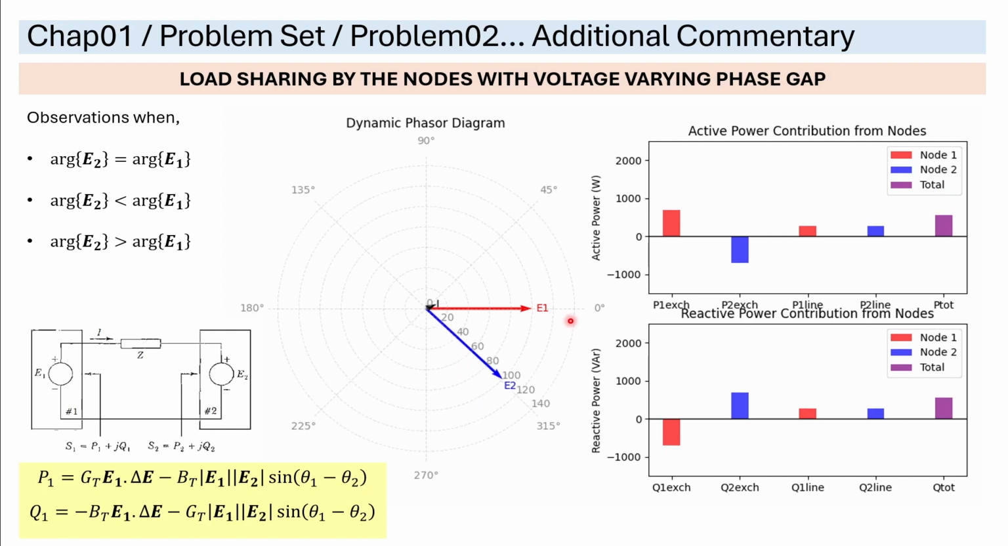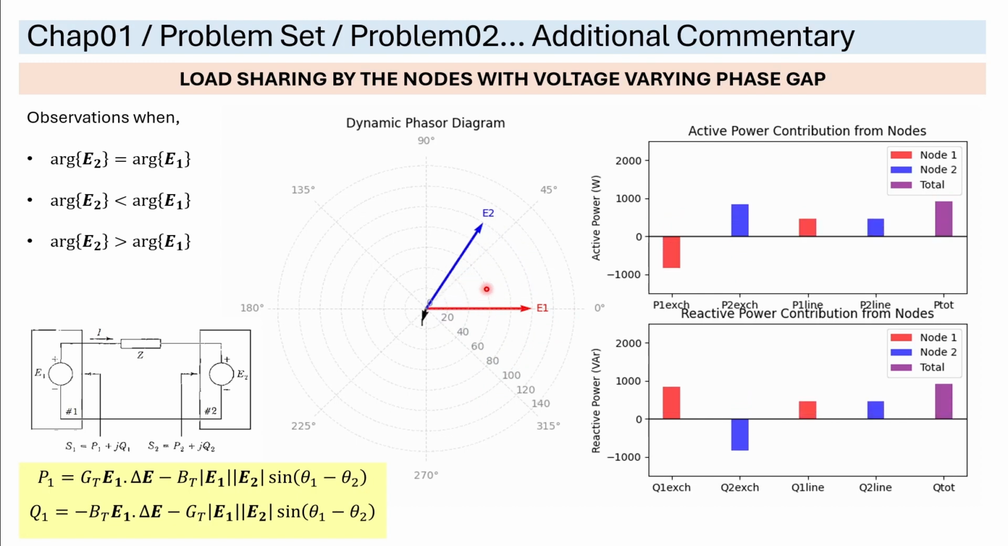Finally, this time let's see how power contributions vary when we vary the phase gap of the node voltage phasors rather than the magnitudes. In this case, we are keeping the magnitude of the voltage phasor E2 constant, however, we are changing the phase gap with respect to reference phasor E1. Once again, the intention is to analyze the variation in power contribution as seen in the bar graphs.